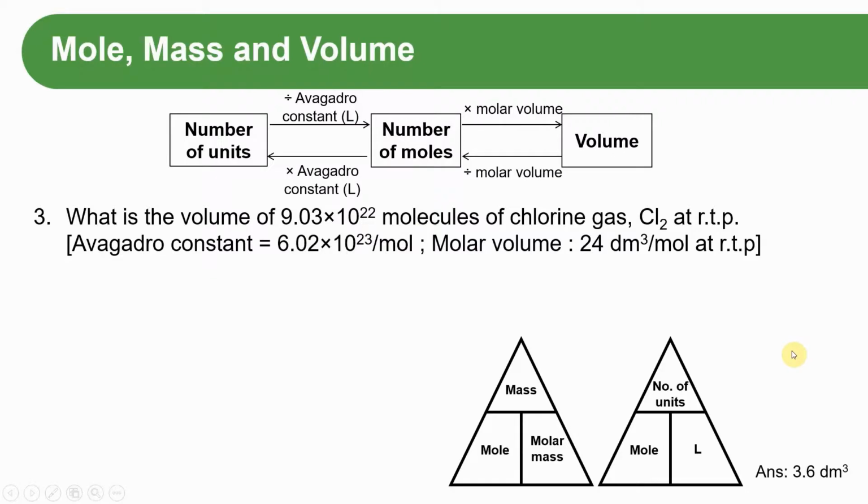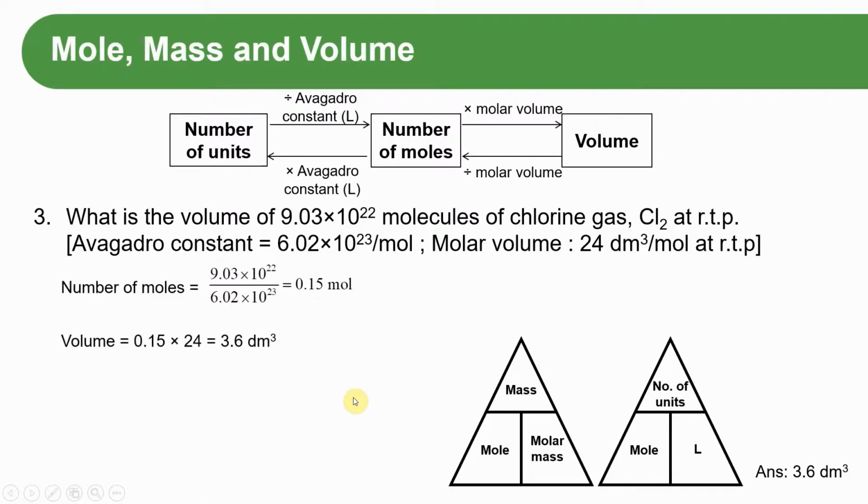Alright, the answer is 3.6 dm cubed. First step, we divide by Avogadro's constant, we get 0.15 mole. And from mole, we multiply by molar volume, which is 24. And we get the answer for chlorine gas.